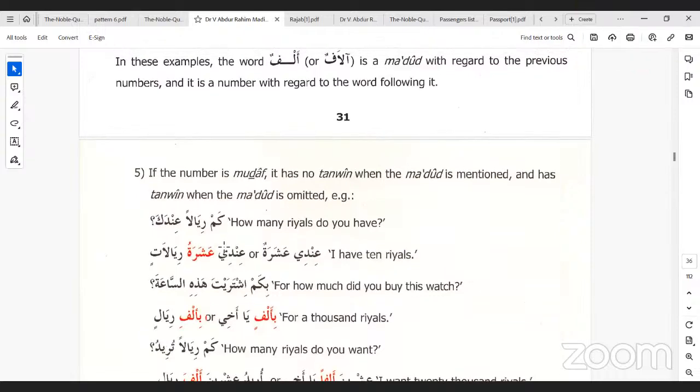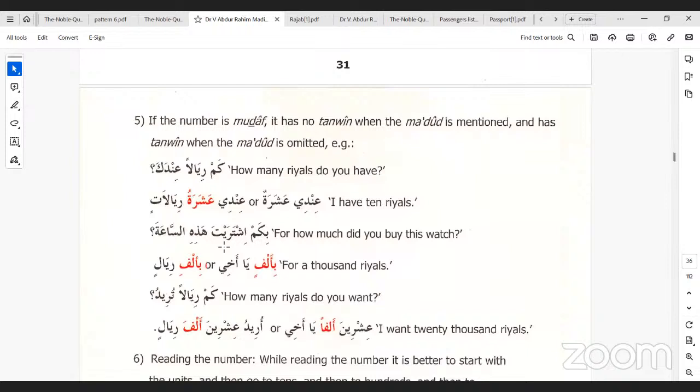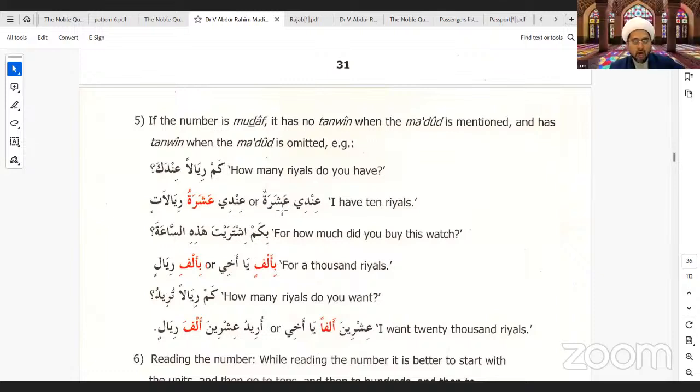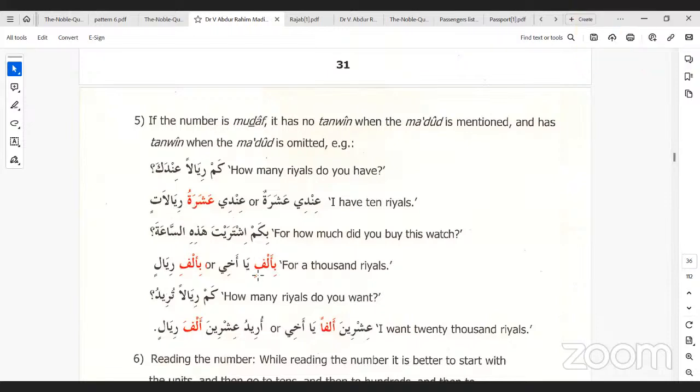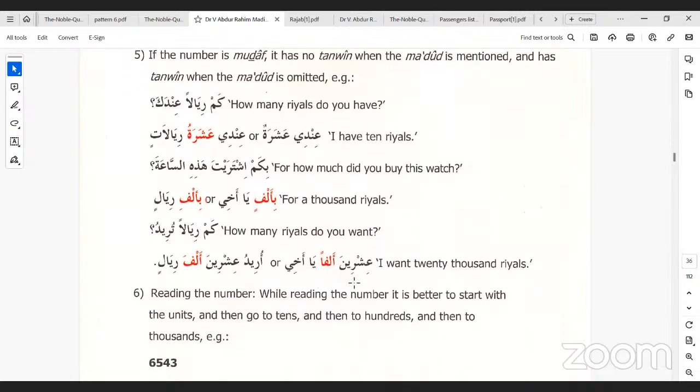Shall I continue? Yes, please. If the number is mudaf, it has no tanween when the madud is mentioned, and has tanween when the madud is omitted. So, kam riyalan indaka, how many riyals do you have? Indi asharatun, I have 10 riyals, or indi asharatu riyalatin. Correct. So asharatun is read with dhamma tanween because the ma'dud is not mentioned. But when the ma'dud is mentioned, the dhamma tanween is changed to one dhamma, asharatu riyalatin. So it's the same ruling as mudaf ilayh, because it cannot have the tanween. Yeah.